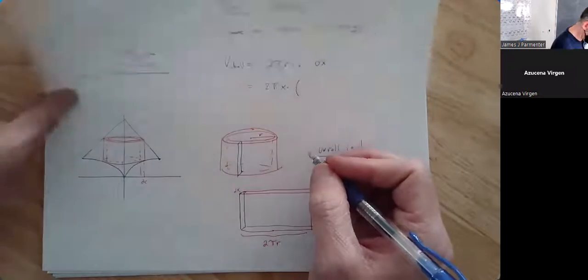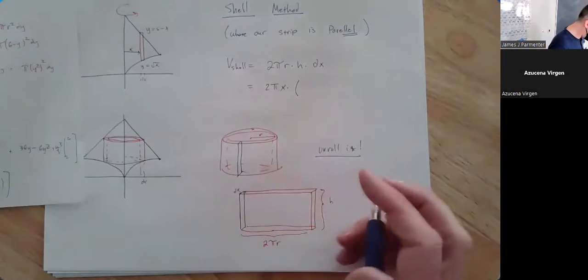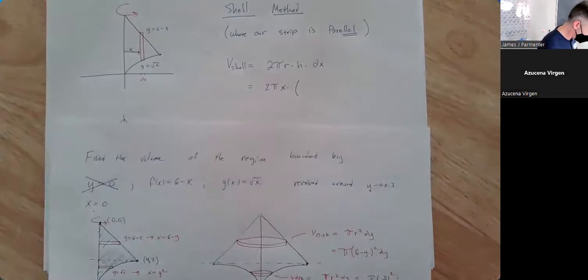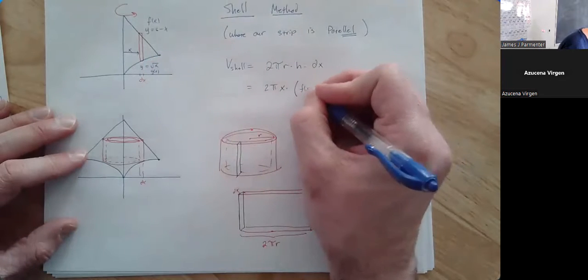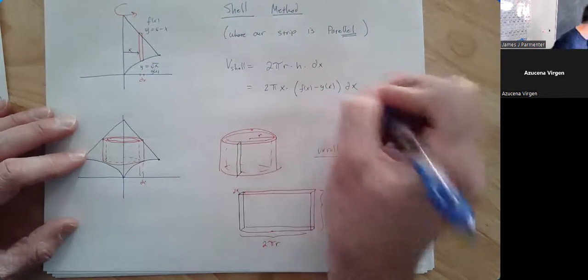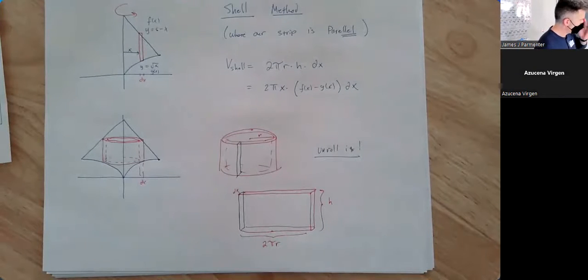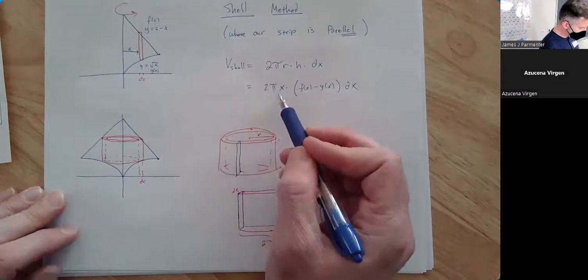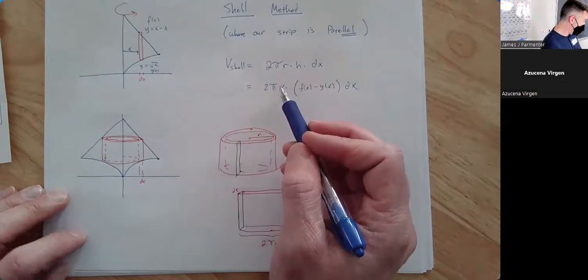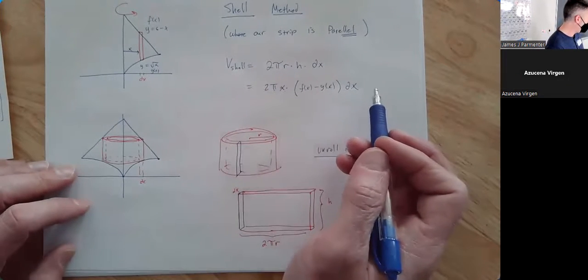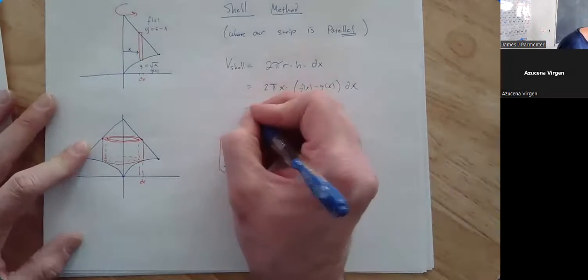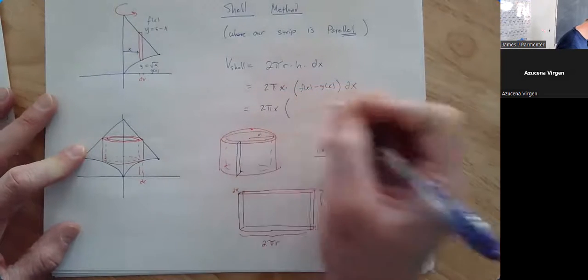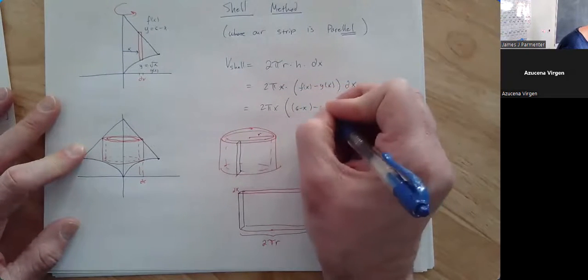Which I thought I gave better names somewhere. You write this down real quick, which in this particular case, when I call them f of x and g of x, it's just f of x minus g of x. See, Manny? So that's how the shell method is typically set up. It's 2 pi times whichever variable you're using, x if you're doing dx, y if you're doing dy, and then times the height of the function, the top function minus the bottom function. So here, that's going to be 2 pi x times 6 minus x minus the square root of x.